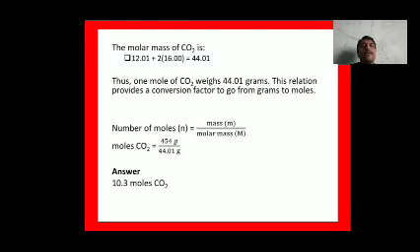The relation provides a conversion factor to go from grams to moles. Number of moles is equal to mass by molar mass. Mass of CO2 454 grams by 44.01 grams. Answer: 10.3 moles of CO2 are present in 454 grams.